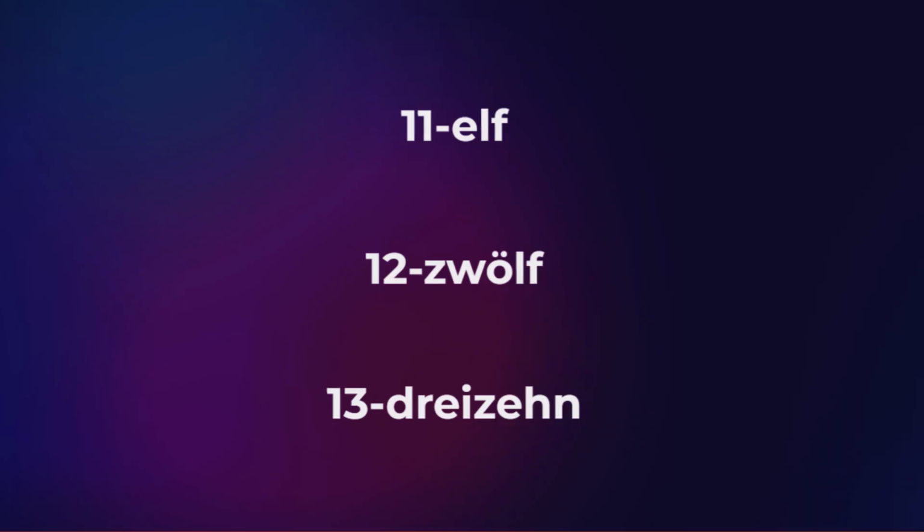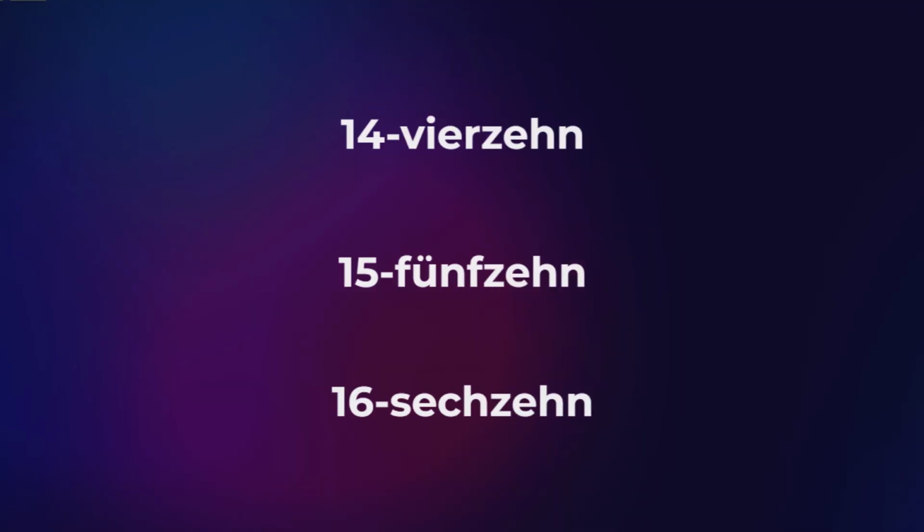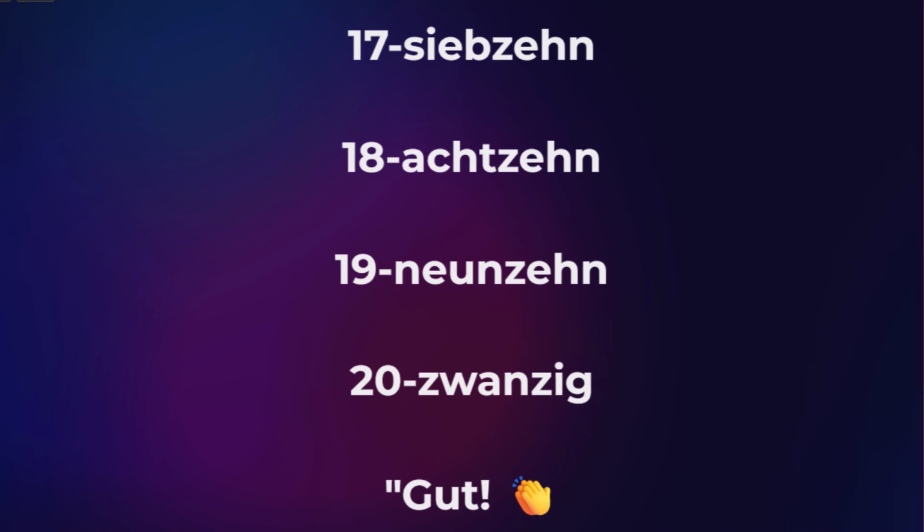Elf, 11. Zwölf, 12. Dreizehn, 13. 14, 15, 16, 17, 18, 19, 20. Super. You just learned how to count from 1 to 20 in German.